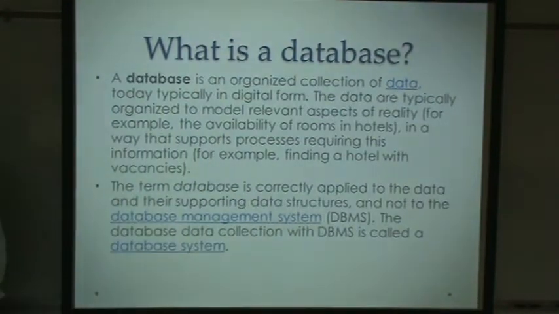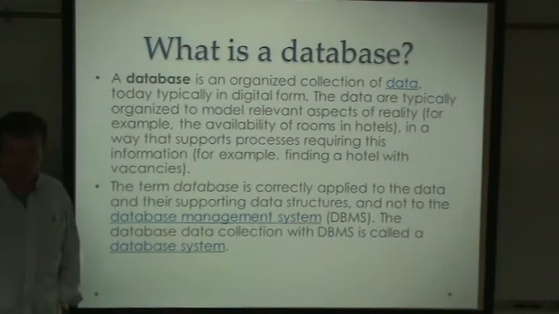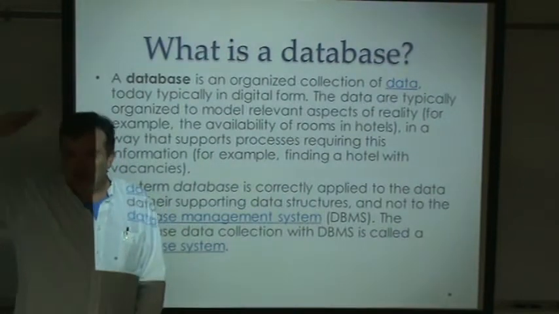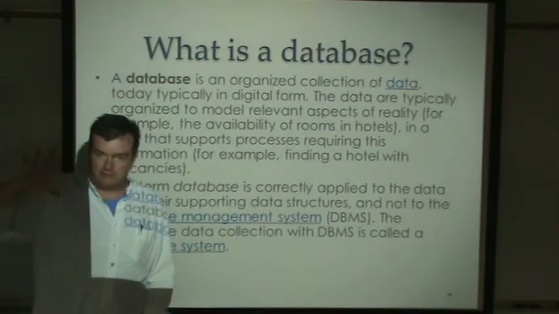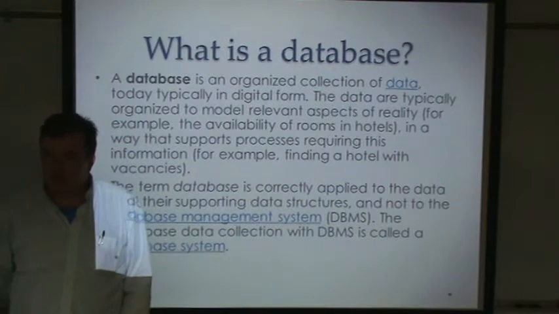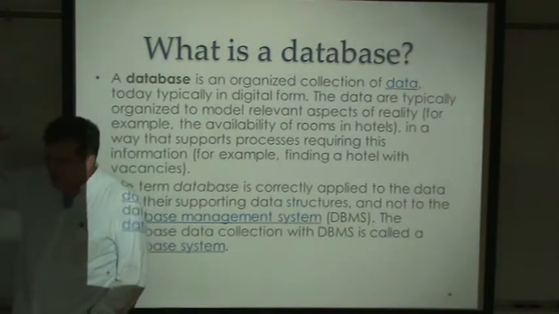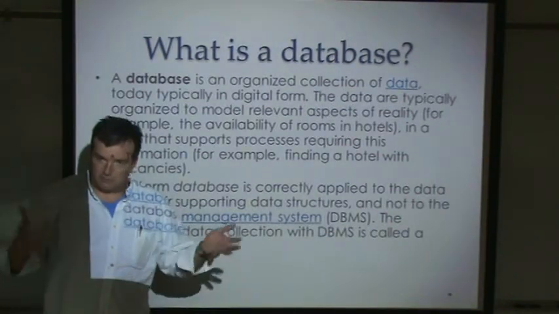So this is, I think, off of Wikipedia. A database is an organized collection of data, today typically in digital form. The data is typically organized to model aspects relevant to reality, for example, you could ask questions like, are there rooms available in a hotel? So you might have what we're going to call records, a record of each room in a hotel, and then some of them may have an attribute that they're occupied and some are not occupied, and then we could search the database to see which rooms are available.